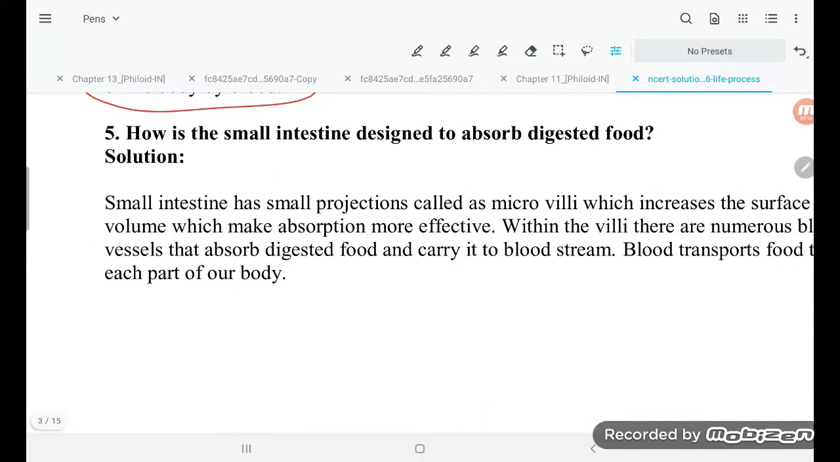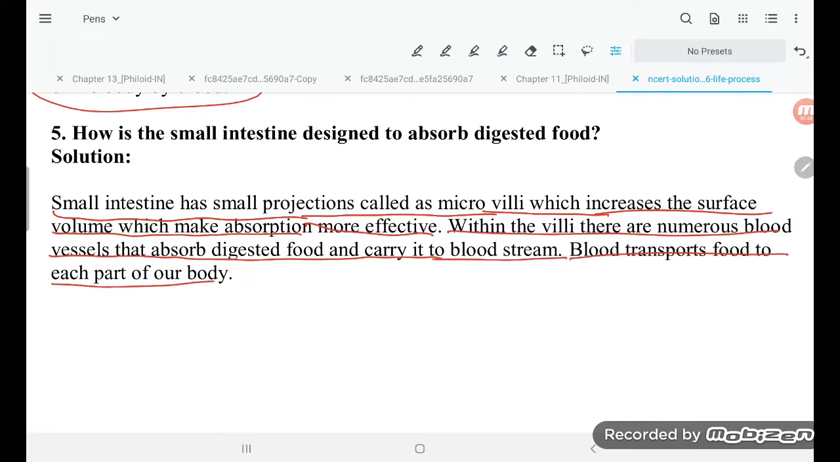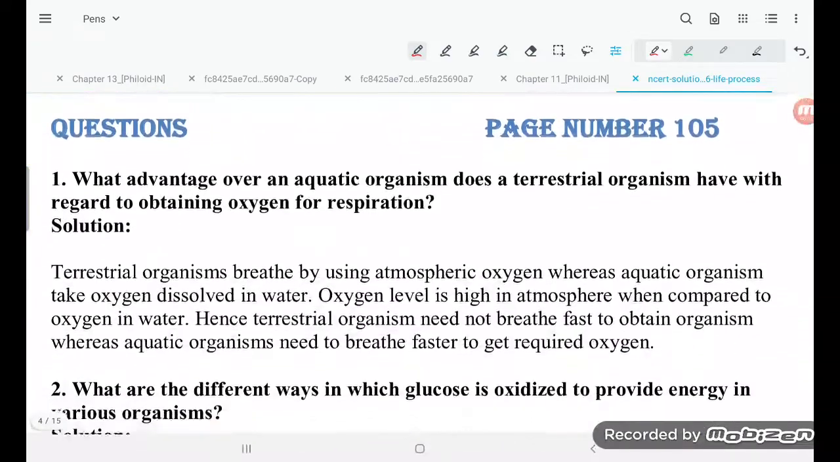How is the small intestine designed to absorb the digested food? The small intestine has small projections called villi and microvilli, which increase the surface area, which makes the absorption more effective. Within the villi, there are numerous blood vessels that absorb digested food and carry it to the bloodstream. Blood transports food to each part of the body. So the villi and microvilli absorb the digested food and supply it to the bloodstream.